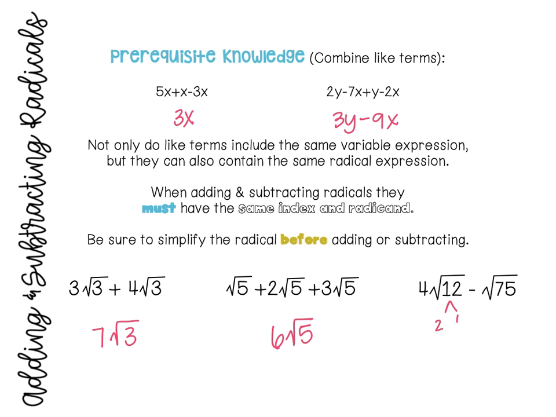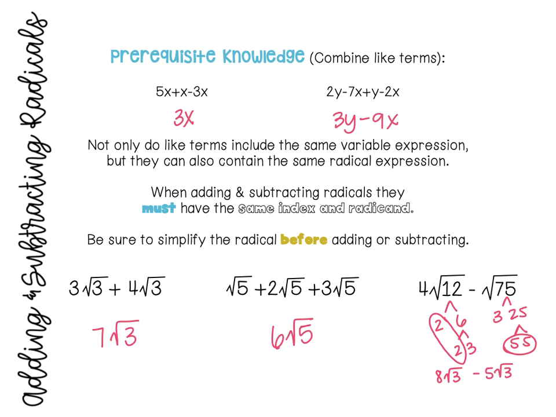So do your tree. It's a square root, so you need two of the same number. You've already got a 4 in front, so you've got 2 times 4, which is 8. And then you've got a 3 left over. Let's do this again for that square root of 75. Again, you need two of the same number. You've got negative 1 times 5, which is negative 5, and the 3 left over.